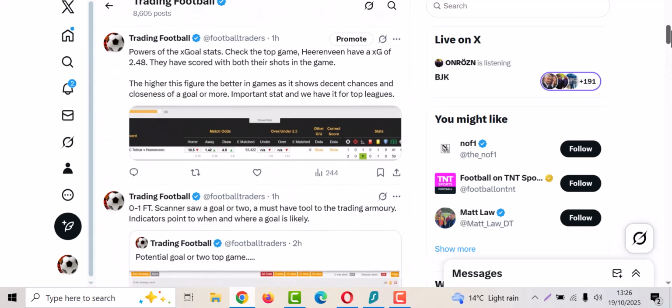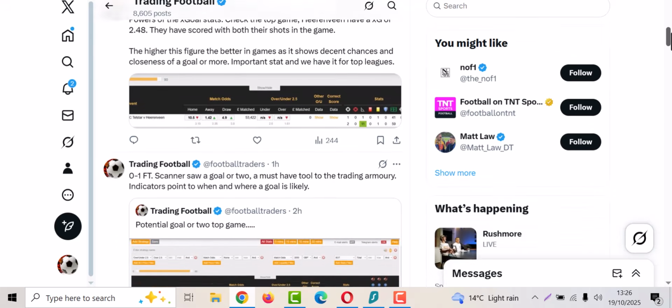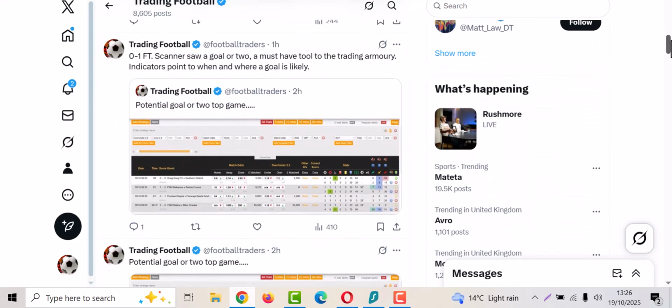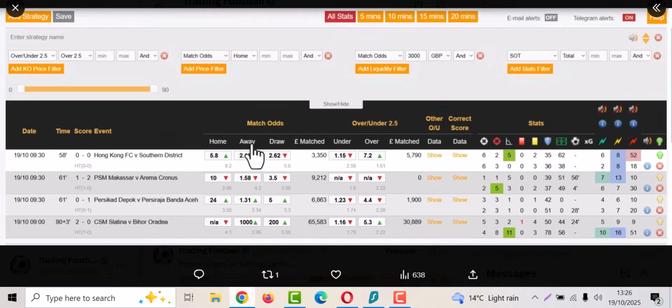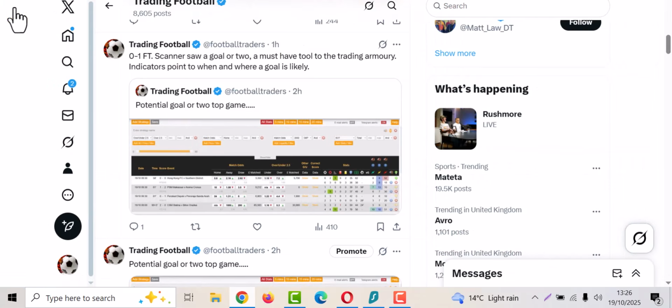It's a little tip we put out earlier on. Potential goal or 2 in this game, and it ended 0-1. Hong Kong. So, well worth following us and getting on the back of some of our shouts.